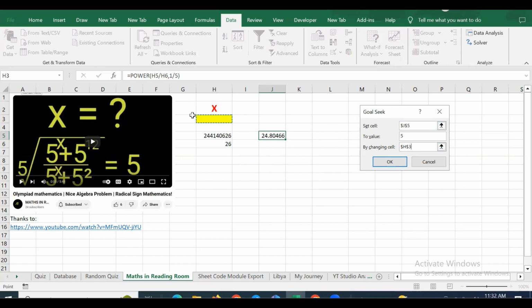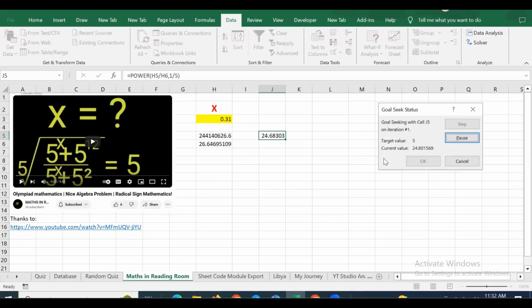We don't know what is there, so the goal seek will bring the value in here, and that would make this cell J5 become 5. This is our target value of 5, by changing the value of x. Whatever value comes is our solution. The x is going to be the value reflected in H3. So let's click OK here. It's going to do it, and it has brought it.